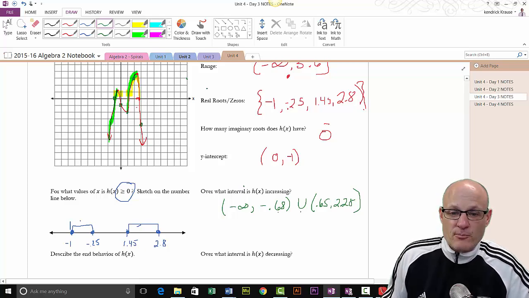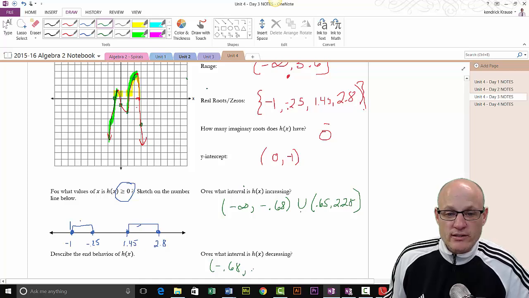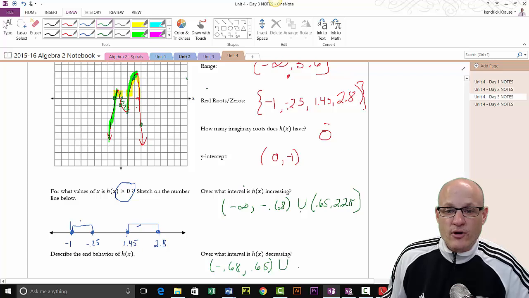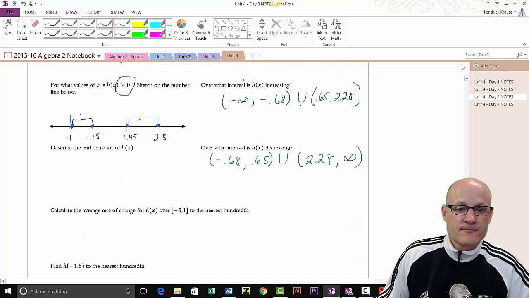Decreasing then would be from negative 0.68 to 0.65, decreasing, because it's decreasing in this area. And from 2.28 to positive infinity, it's decreasing. Wow, that's a tough one.